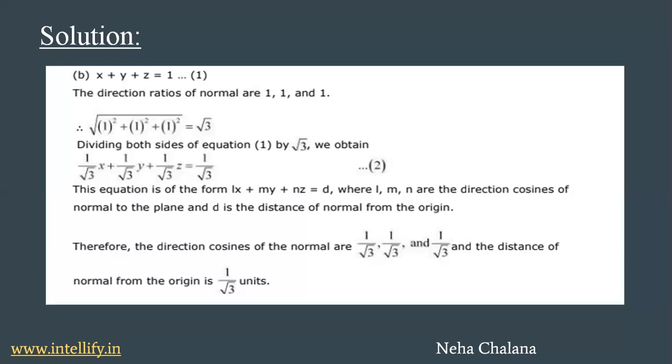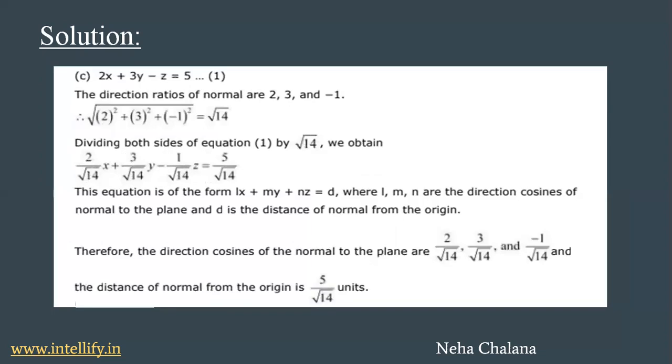Now this equation is of the form Lx plus My plus Nz equals to D, where L, M and N are direction cosines of the normal to the plane and D is the distance of the normal from the origin. Therefore, the direction cosines of the normal are 1 by root 3, 1 by root 3 and 1 by root 3 and the distance from the origin is 1 by root 3 units. That's the answer for the second part.